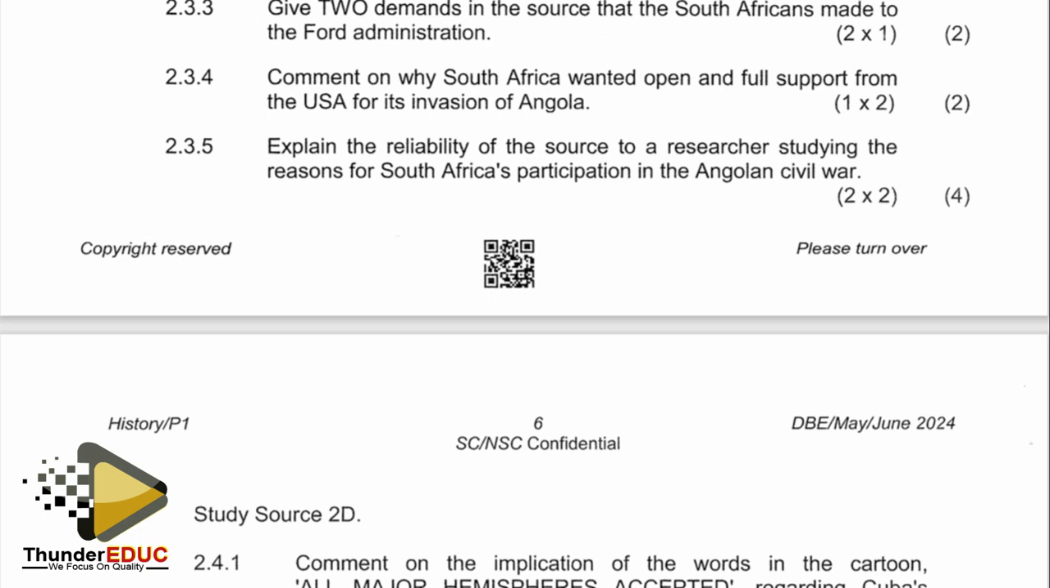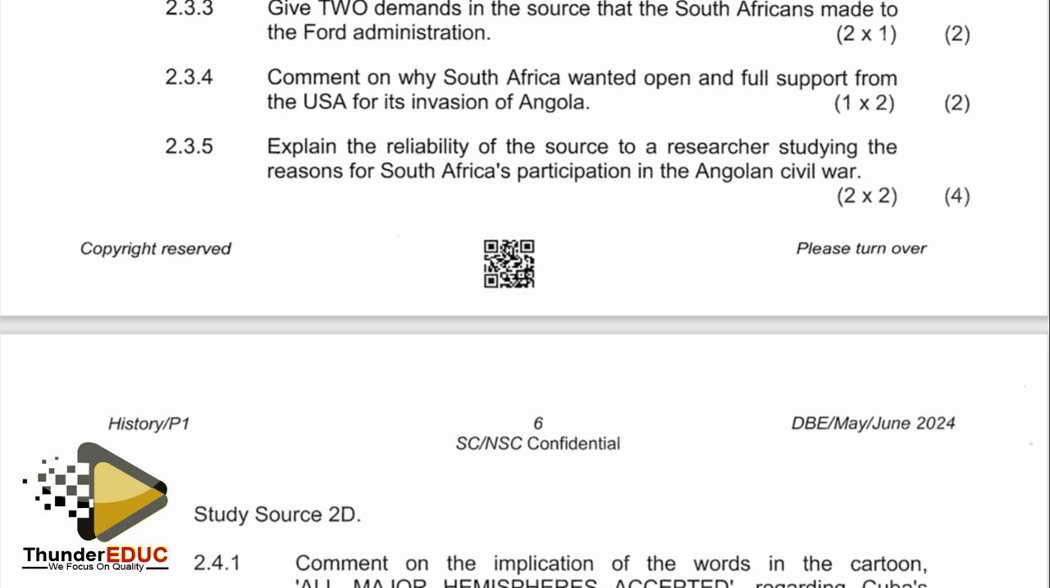Explain why, comment on why South Africa wanted open and full support from the USA for its invasion of Angola. Why did South Africa want an open endorsement for them to be involved in Angola? Right. Number one reason that you can argue, you can say South Africa wanted to show countries of the world that it was a dedicated supporter of capitalism.